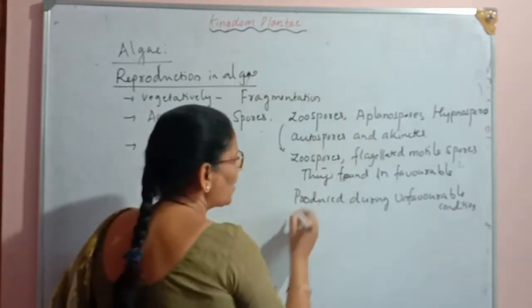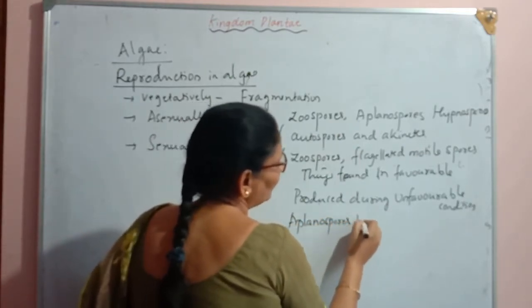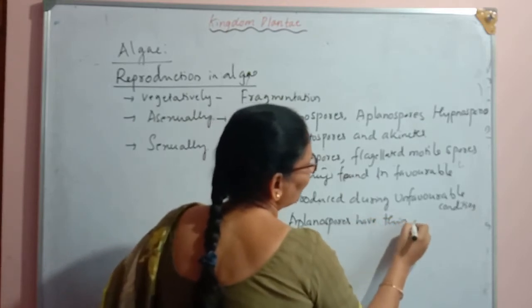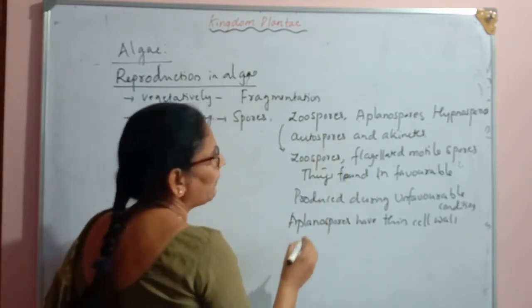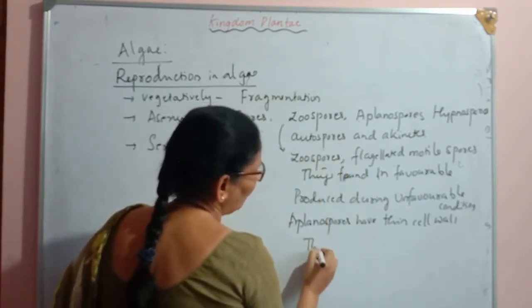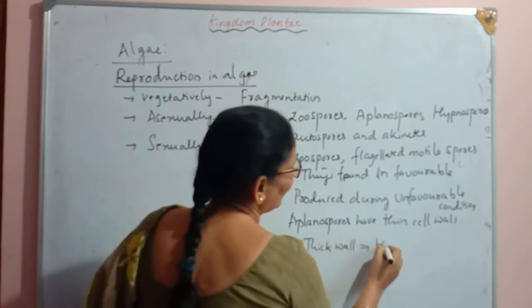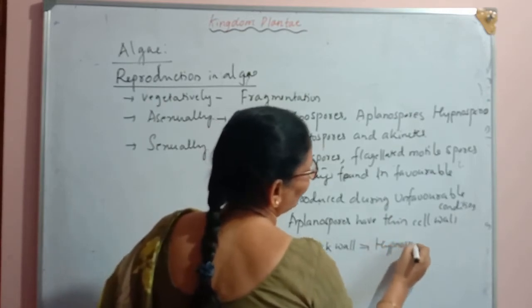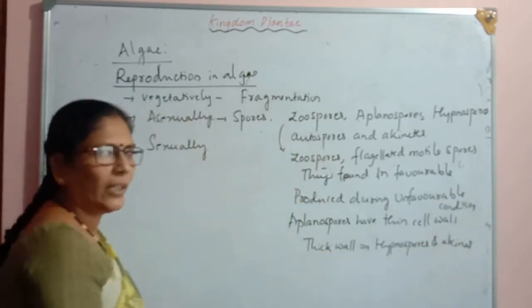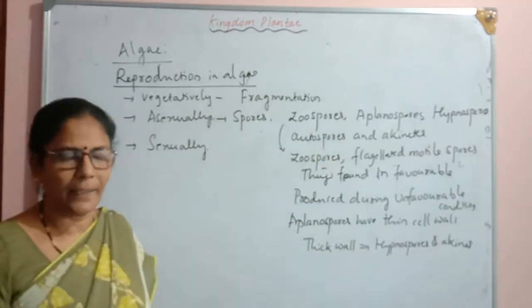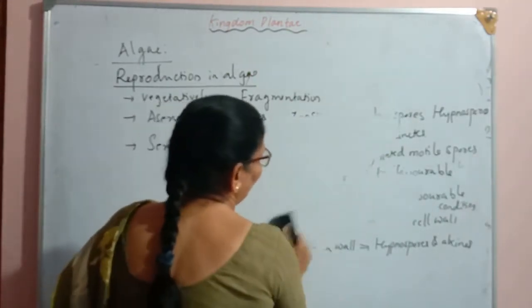Among these, aplanospores are thin-walled. Aplanospores have a thin cell wall. Whereas autospores, hypnospores and akinetes have a thick wall. So, this is about the asexual spores of algae. Now, we discuss the sexual reproduction.